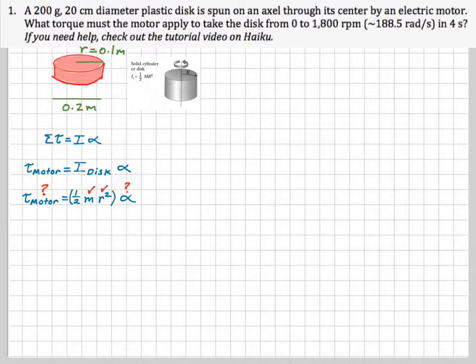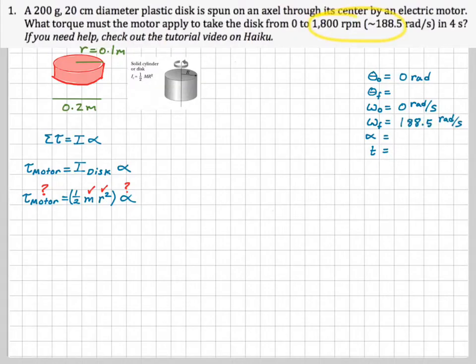And a good place to look, if you're trying to solve for alpha, is rotational kinematics. So let's list out our rotational kinematics variables: theta initial, theta final, omega initial, omega final, alpha and t, and what values we know. We can say that this disc starts at an angle of 0 radians. It says that it starts from rest with an initial omega of 0 radians per second. It speeds up to a final rotational speed of 1800 rotations per minute, or more importantly, 188.5 radians per second. And it says it does that in 4 seconds.